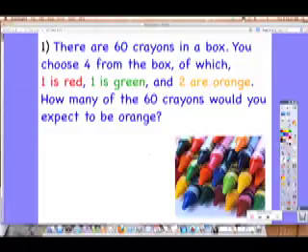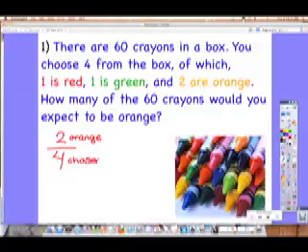Skylar, how did you set this one up? 2 over 4. Where did the 4 come from? The 2 came from because there's 2 orange. Okay, there's 2. And the 4 came from because 4 were chosen out of the box. Okay, that makes sense to me.